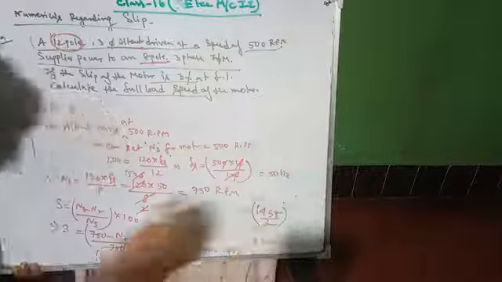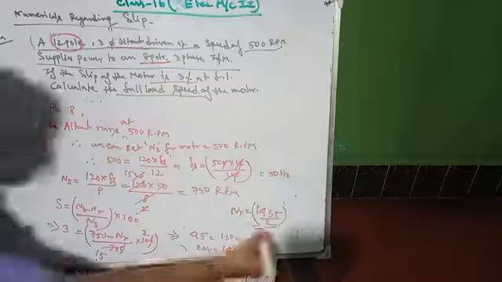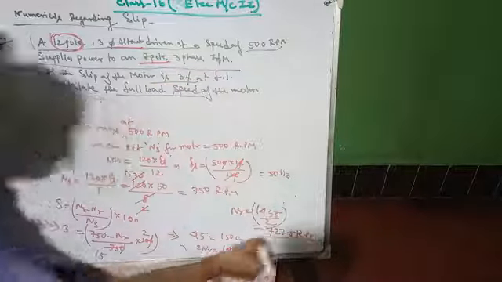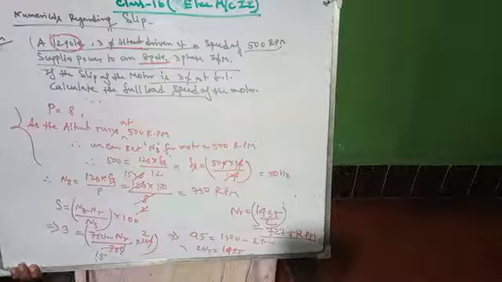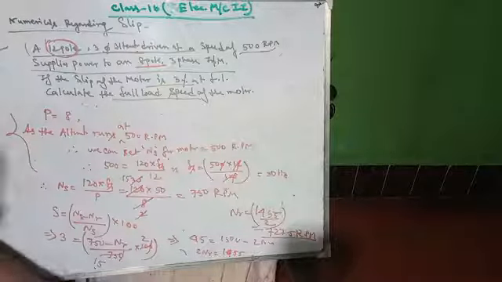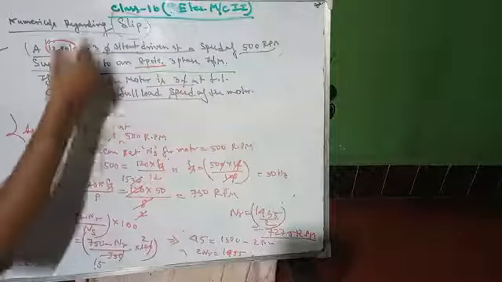So it will be around 727.5 rpm. Okay, 727.5 rpm. So this type of question is very easy, and this type of question is basically asked depending on the slip concept.